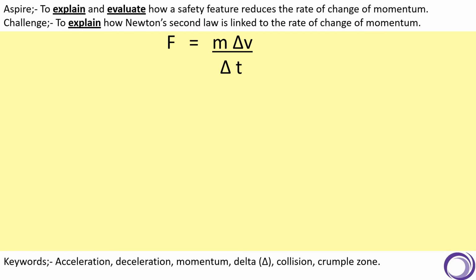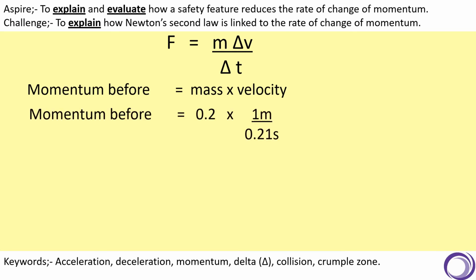There's the equation that we're using. Force equals the rate of change in momentum. The momentum before equals mass times velocity. What I've done there is I've calculated the momentum before it hit the rubber band. The mass was 0.2 kilograms. I timed it over 1 metre, so 1 divided by 0.21 is distance over time, which gives us the velocity. That gives us the momentum before it hit the rubber band as 9.6 kilogram metres per second.